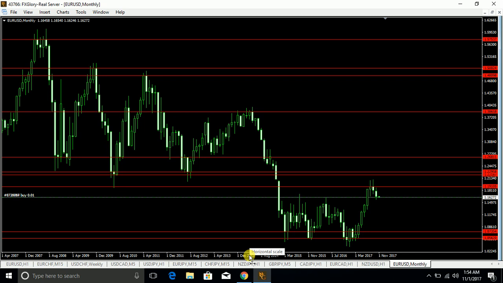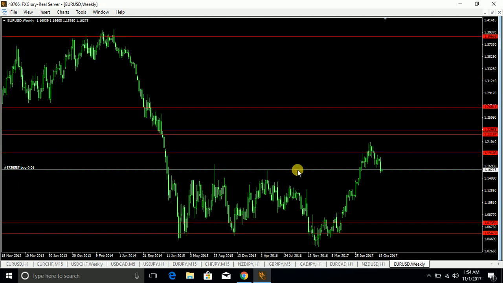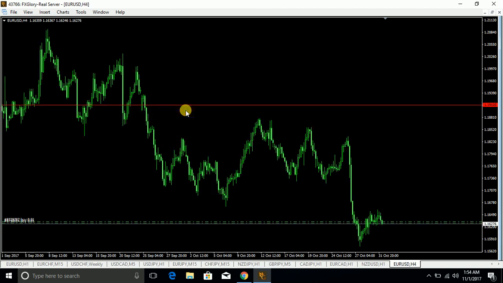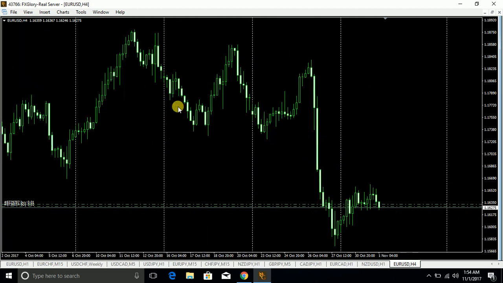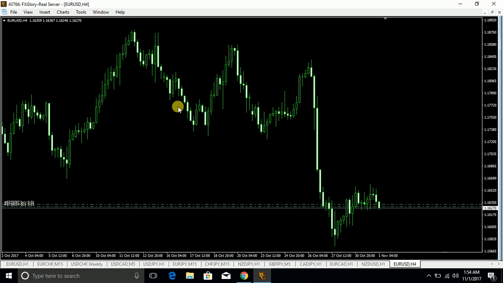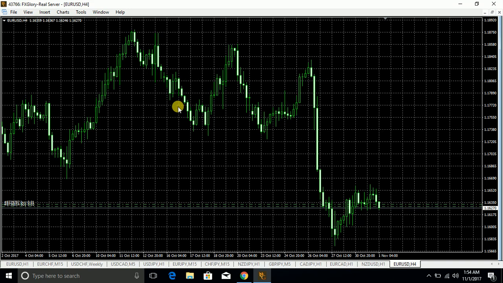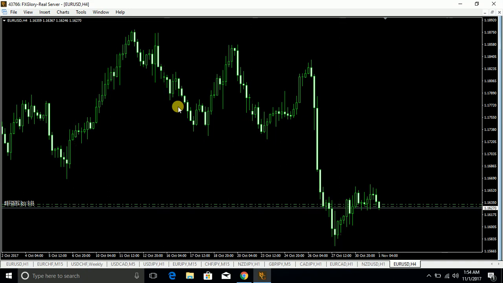Okay, now let's work our way down and go into the weekly. This is what we have on our weekly. We can come down and go into our 4 hour. This is what we have on our 4 hour. Now these lines I just brought up. Control Y, that separates your weeks on your 4 hour chart. Control G is the graph. Control I separates the weeks. Okay.